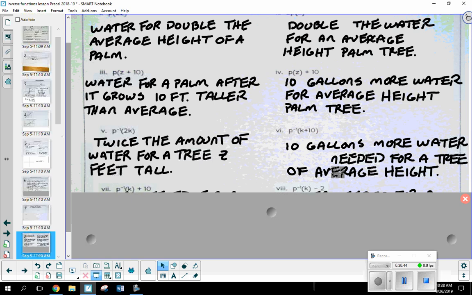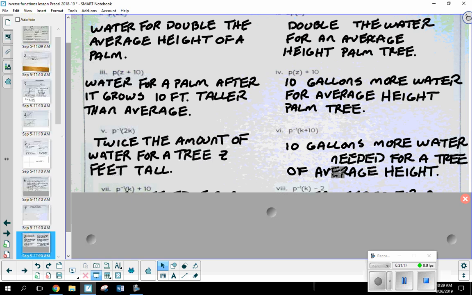Okay, average water. Now, we'll see what I put up there in just a second. Okay, and the last one here. What do we have? P inverse of K minus 2. 19. Philip. Okay. The height of an average tree minus 2 feet.